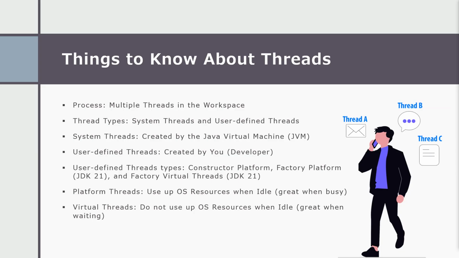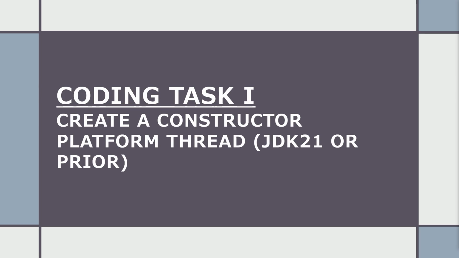Thread types are system threads and user-defined threads. System threads are created by the Java Virtual Machine or JVM. User-defined threads are created by you, the developer. User-defined thread types are Constructor Platform, Factory Platform, and Factory Virtual Threads. Platform threads use up operating system resources when idle, and virtual threads do not use up operating system resources when idle. So for our first coding task, we will create a Constructor Platform Thread.